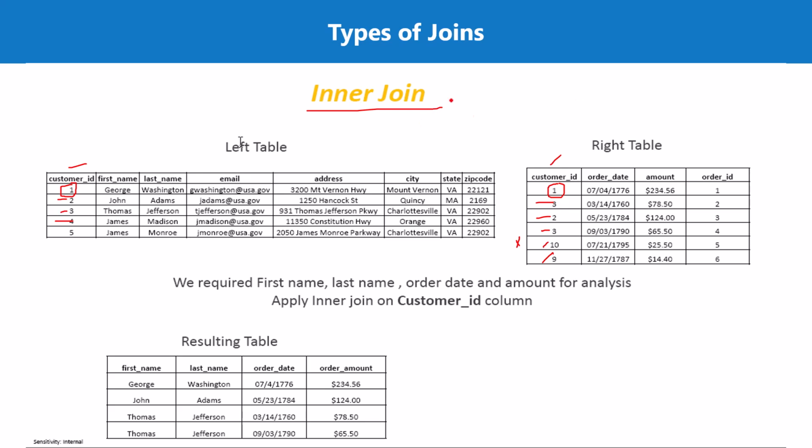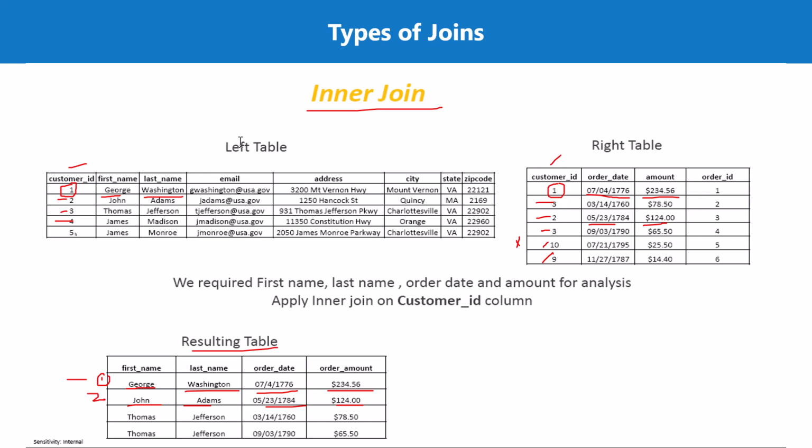For the ID 1, if I just focus on ID 1 here, I can see that the first name is George and the last name is Washington. So for the ID 1, we have George here, Washington here, and the order date has this value and amount this value. The same comes from the right table, and we have the first record for the resulting table based on the common ID 1. Then for ID 2, similarly, we have John Adams, and from here we have the order date and the amount, which is this value. So this is for the ID 2.